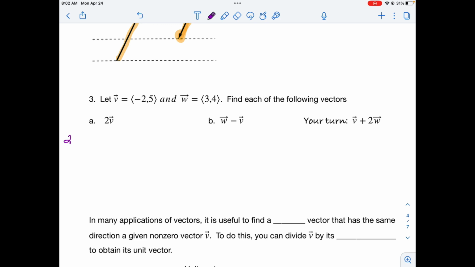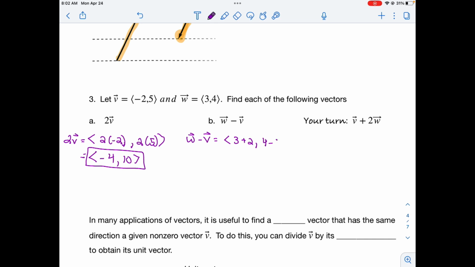So here is my vector u and my vector w, and I want to find 2 times vector v, so that takes 2 times the x component of vector v, and then 2 times the y component of vector v. So I'm just distributing that 2 into my vector, and so I get the component form of ⟨-4, 10⟩. Now if I take vector w minus vector v, it takes the x component of our w vector minus the x component of our v vector, and then the y component of our w vector minus the y component of our v vector, to get our vector ⟨5, -1⟩. Okay, you try the next one.